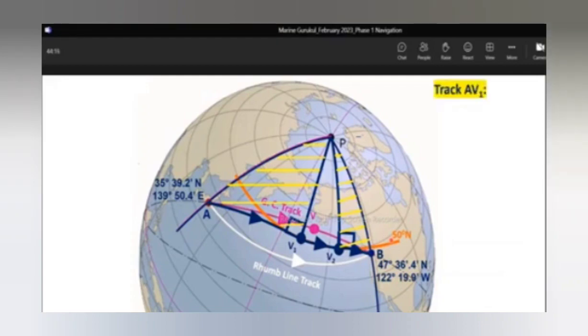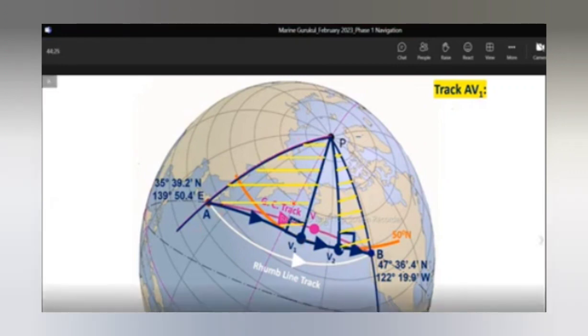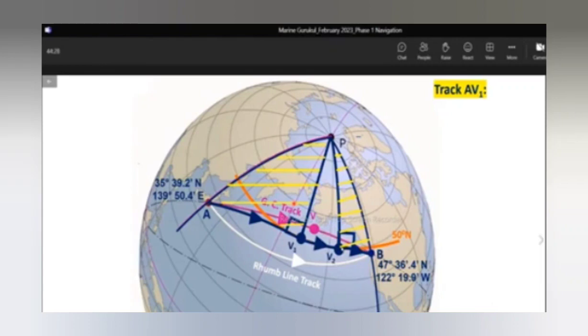Now let's analyze each of these tracks. You can see on the screen. Let's analyze track AV1. How do we calculate all these things now? Now beta, before we go into calculation, any doubts coming into your mind? Sir, this 90 degree angle formed at V1, it will be 90 degrees on both sides of V, right sir? That's right, beta. It will be on both sides. Okay sir.